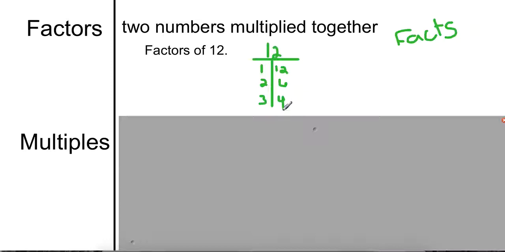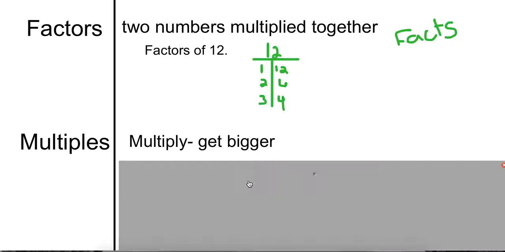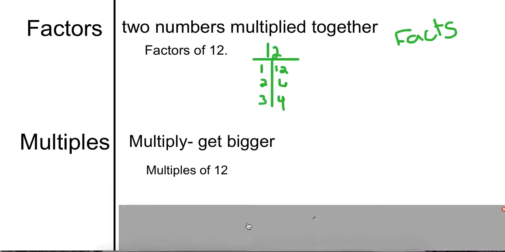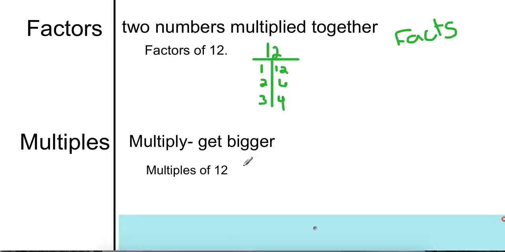Multiples and factors are the two most commonly mixed up words in math. Factors are your facts, so if you can remember that, multiples just mean to multiply or get bigger. So looking at the same number, if we looked at the multiples of 12, we could start with 12 times 1 is 12. 12 times 2 is 24. 12 times 3 is 36. 12 times 4 is 48. 12 times 5, 60. Multiples can go on forever.